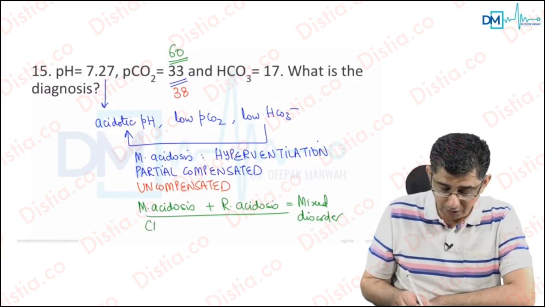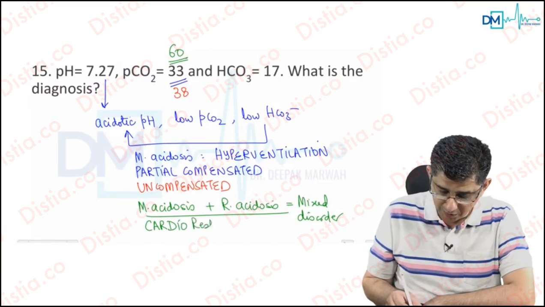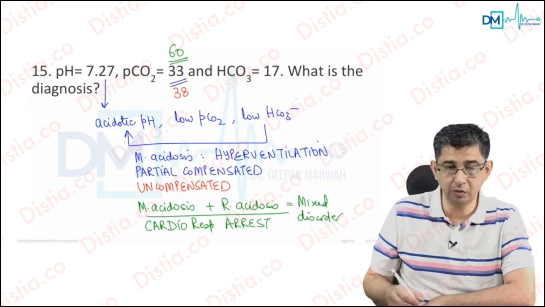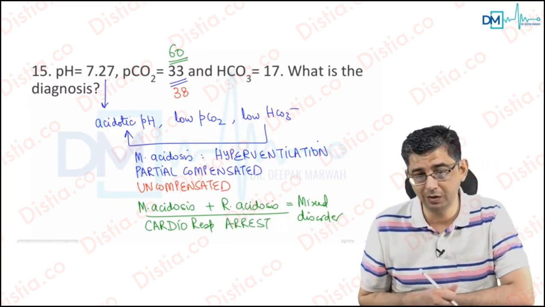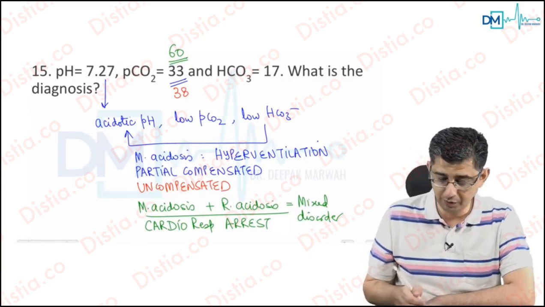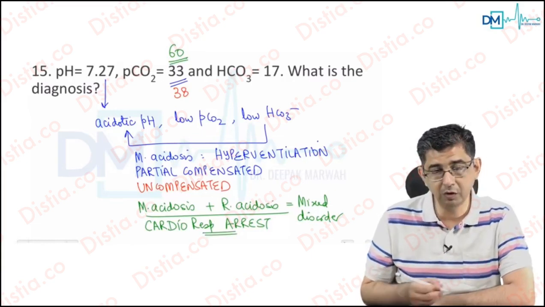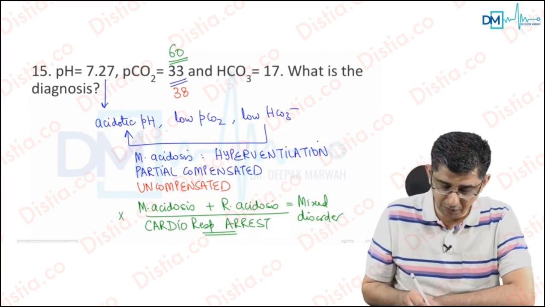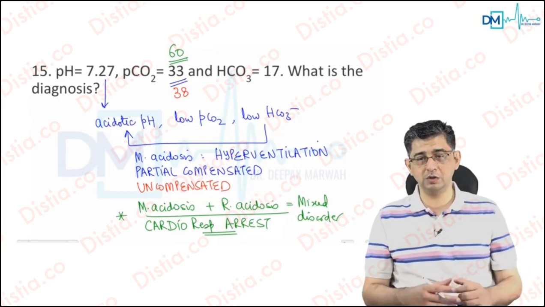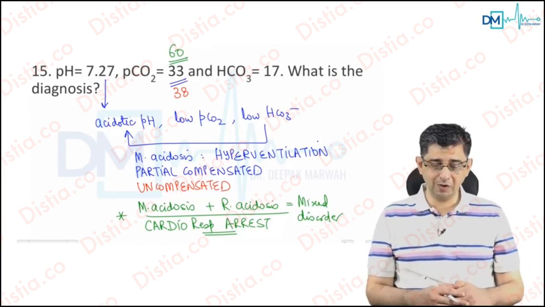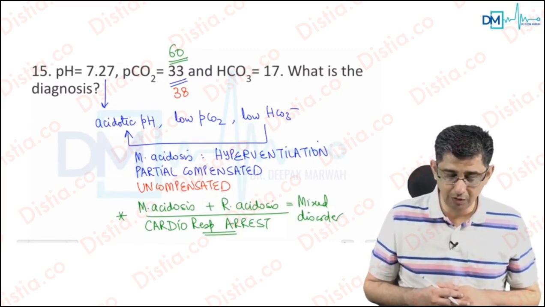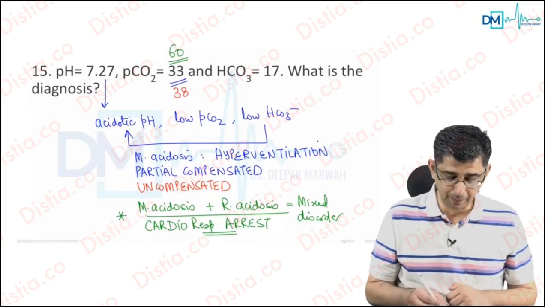If you're wondering how this is possible, it is possible in cardiorespiratory arrest. Cardiac arrest will cause circulatory failure, that will cause metabolic acidosis. And in respiratory arrest, it will cause buildup of carbon dioxide and respiratory acidosis. So do remember this fact: metabolic and respiratory acidosis together would be cardiorespiratory arrest developing in a patient. The answer to this question is partially compensated metabolic acidosis.